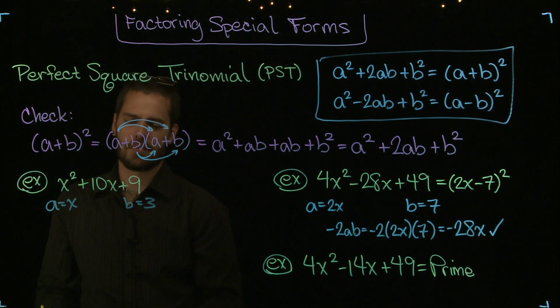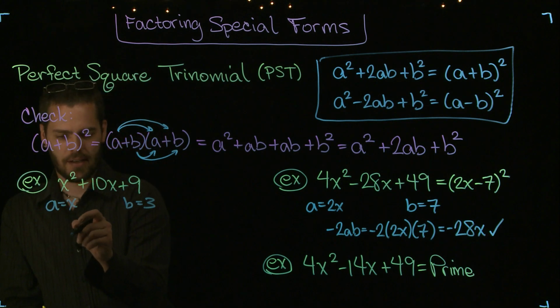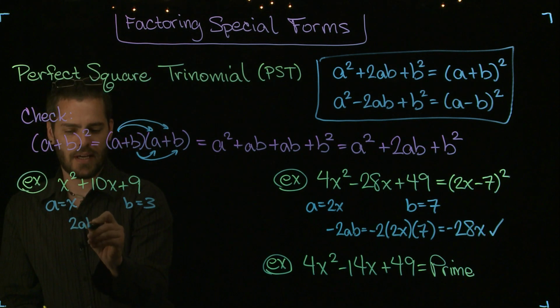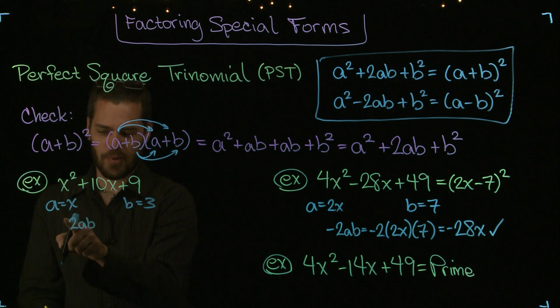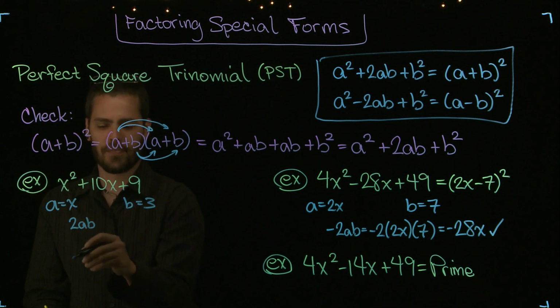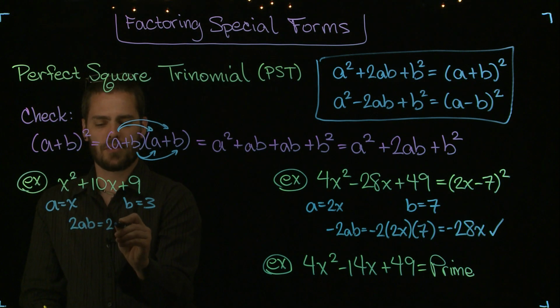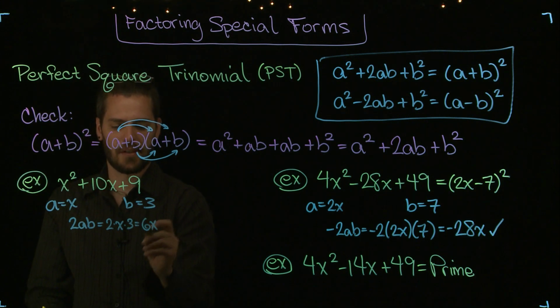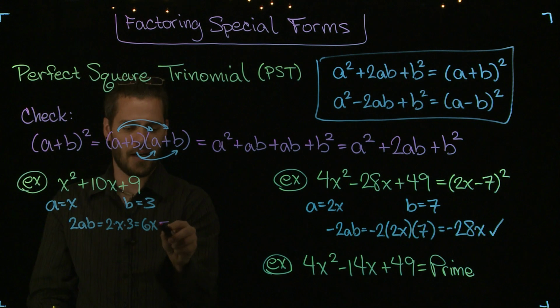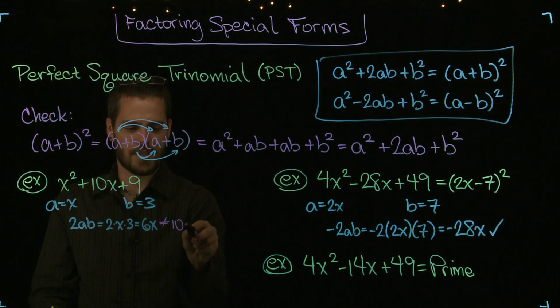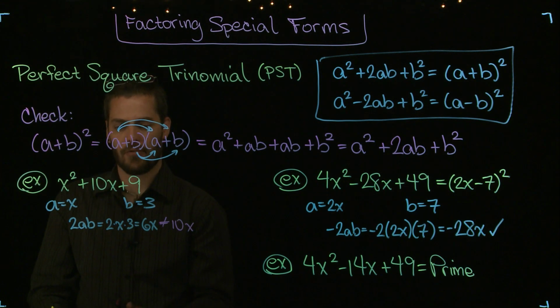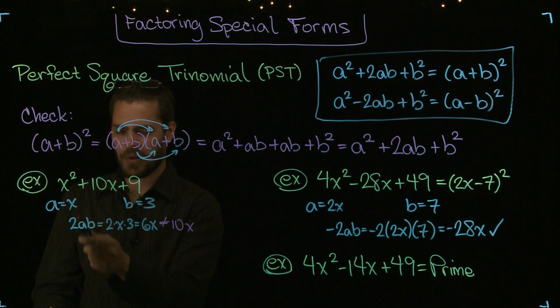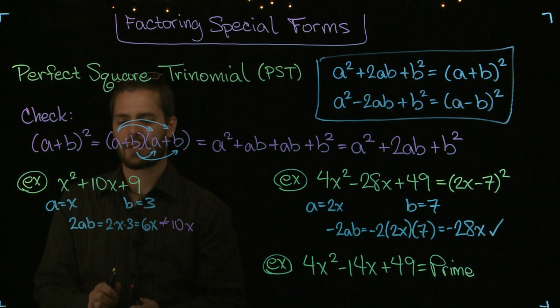Those are the two square terms in the front and the back. Now I want to check what is 2ab, and I'm using a positive 2 here because there's a plus here. That would give me 2 times x times 3, which is 6x, which is clearly not equal to 10x. Therefore, this is not a perfect square trinomial, but it doesn't mean that it's not factorable.